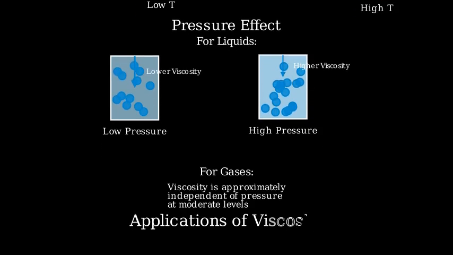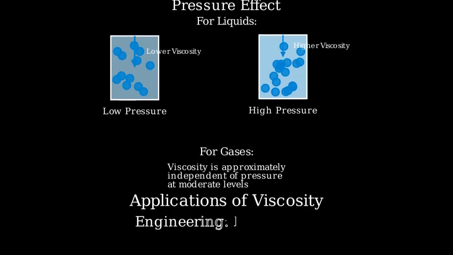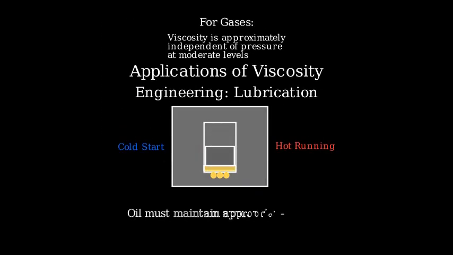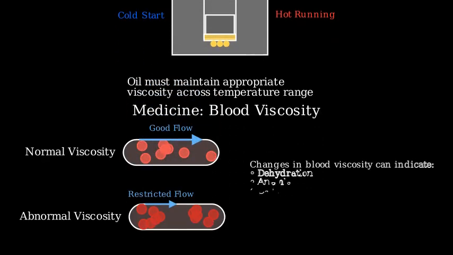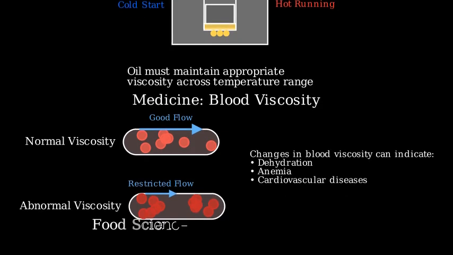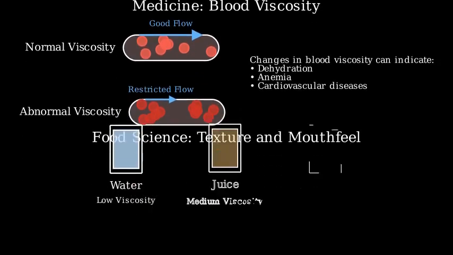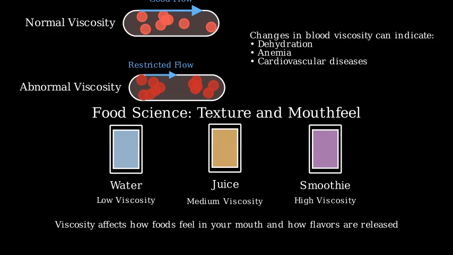Viscosity has numerous practical applications. In engineering, it's crucial for lubrication. Engine oils need to maintain appropriate viscosity across a range of temperatures. In medicine, blood viscosity is important for cardiovascular health. Abnormal blood viscosity can indicate various medical conditions. In food science, viscosity affects texture and mouthfeel. Think about the difference between water, juice, and smoothies.